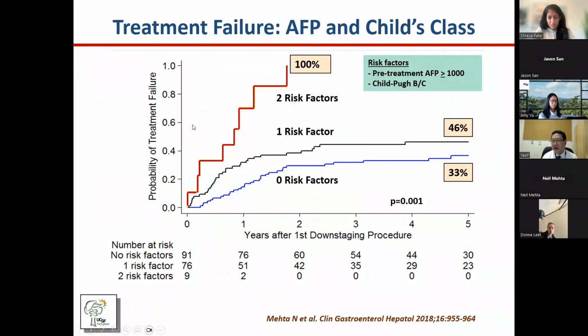And then when patients have both of these risk factors, these negative predictors, you have a 100% failure rate. So these patients, the ones with decompensated cirrhosis, Child B and C, with very high AFP, at least 1,000, presenting to you, it's really not realistic to even consider downstaging for these patients because of a very, very high failure rate.